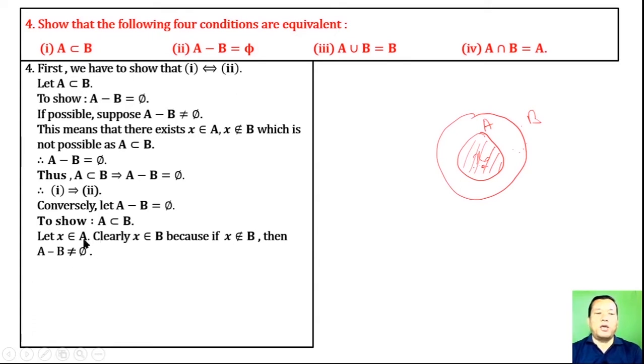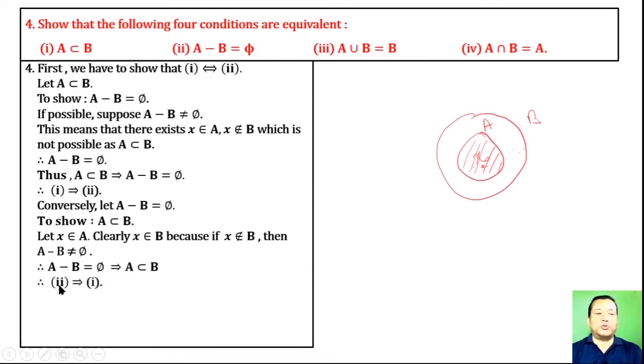Therefore A minus B is phi implies A is a subset of B.